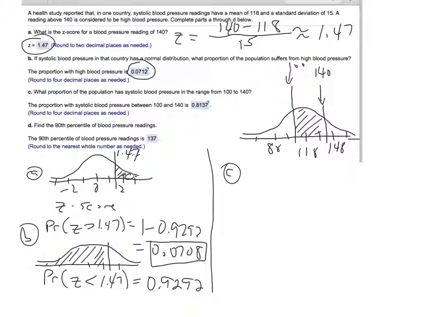And so we need to change this over to a z-score question. We already know that the 140 corresponds to a z-score of 1.47. We need to do a similar calculation for the 100, and we find out that a blood pressure of 100 corresponds to a z-score of negative 1.2.